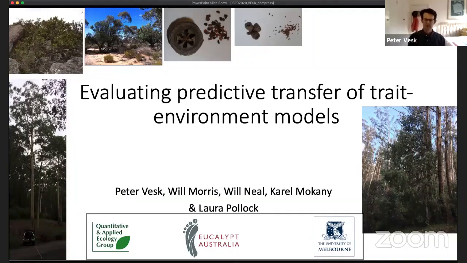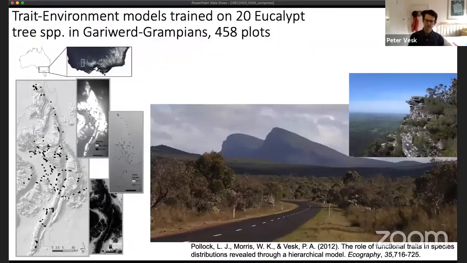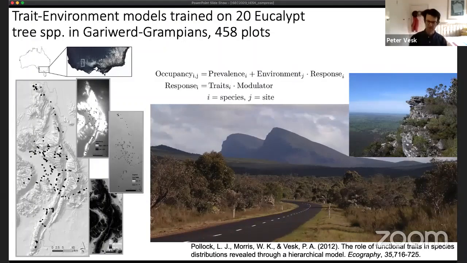So we could use trait SDMs for this, trait environment models, or I'll call them trait SDMs. This work stems from Laura Pollock's PhD, and Will Morris is on that listed paper as well. It emerged from working in the Grampians in Gariwerd, which is in Western Victoria. There are about 20 species of trees that occur in a 75 by 30 kilometre area, and they occupy different habitats in that landscape. Those habitats are correlated with the traits that they have.